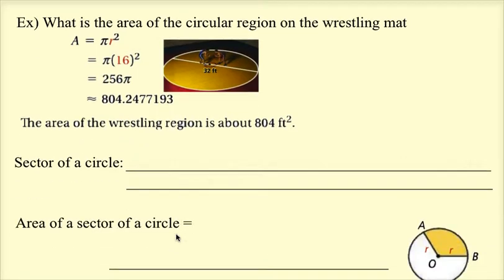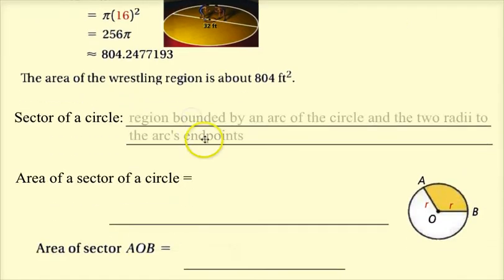Now this is going to be new, the sector of a circle. The sector of a circle is the region bounded by an arc of the circle and two radii to the arc's endpoints. So I'm going to have an arc of the circle like arc AB and the two radii, radius OA and OB. So it's this yellow shaded region right here. That's considered a sector of the circle. It's sort of like a piece of pizza.